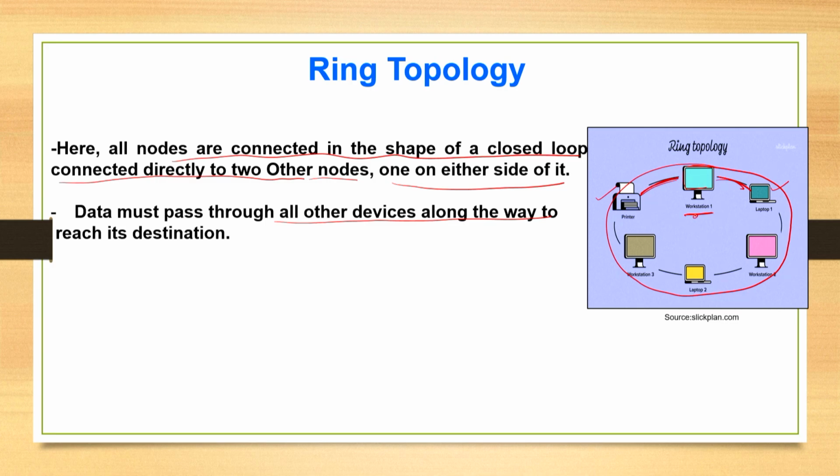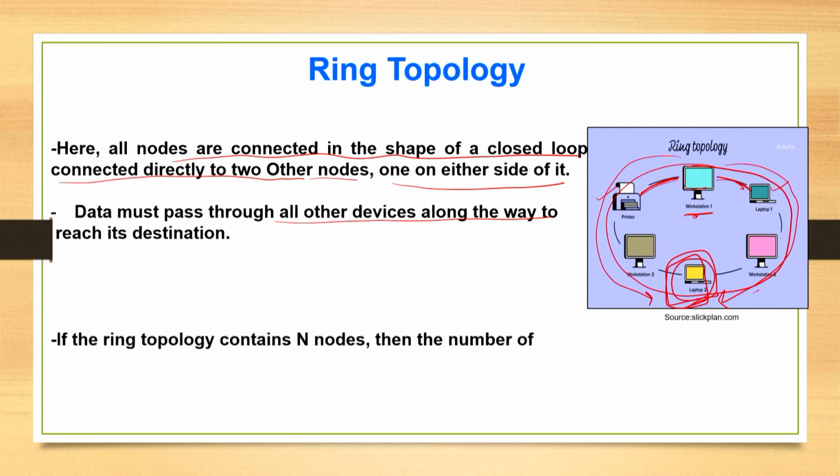Suppose this workstation wants to transfer data to this laptop too. So it can either follow this route or this route, meaning in the clockwise direction or in the anti-clockwise direction. So it means what? Data from the workstation passes to laptop 1, then workstation 2, and then finally it reaches laptop 2 if I follow this path.